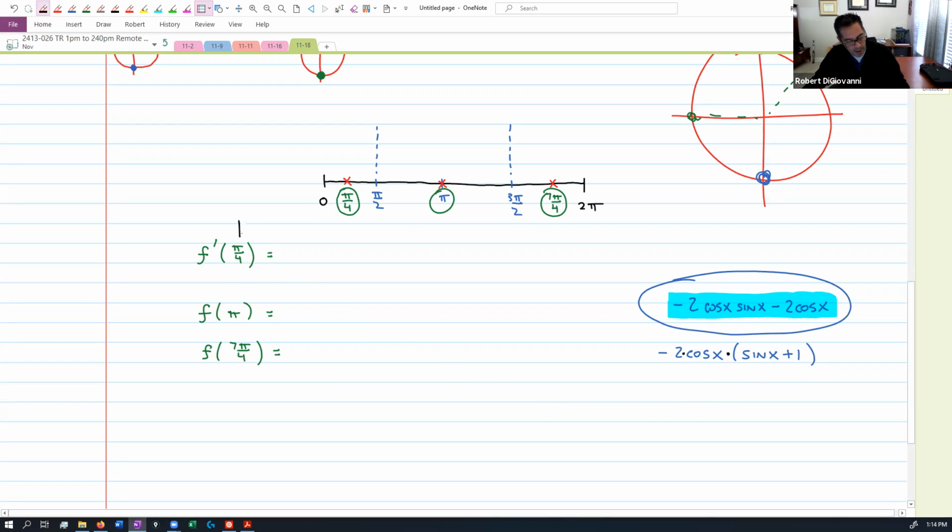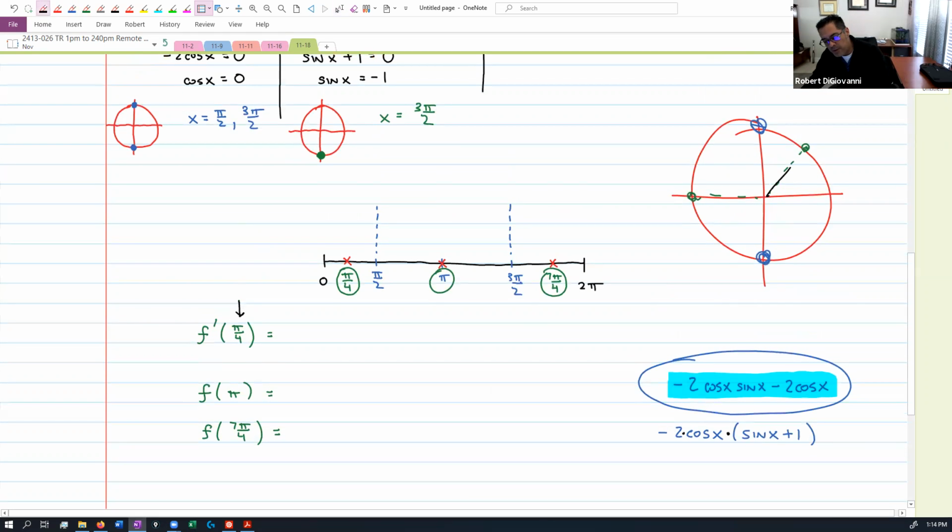Let's look at what's happening at pi over 4. Imagine that you plug pi over 4 into this cosine. So we're at pi over 4. This is the angle, right? Cosine is the x coordinate. Now, I know a lot of you know that it's square root of 2 over 2. That's great. That's fine. But all I want you to think about is that it's positive.